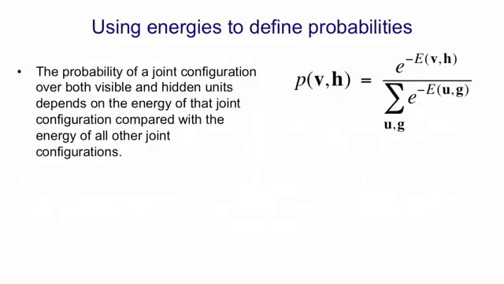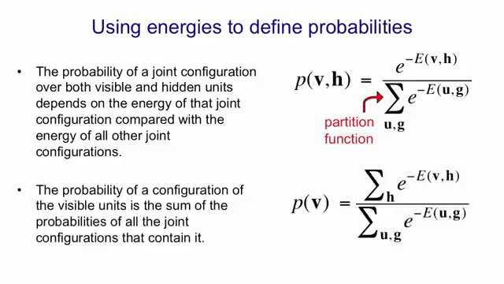So the way we use the energies to define probabilities is that the probability of a joint configuration over v and h is proportional to e to the minus E(v,h). To make that an equality, we need to normalize the right-hand side by all possible configurations over the visible and hidden units. And that's what the divisor there is. That's often called the partition function. That's what physicists call it. And notice that it has exponentially many terms. To get the probability of a configuration of the visible units alone, we have to sum over all possible configurations of the hidden units. So P of v is the sum over all possible h's of e to the minus the energy you get with that h, normalized by the partition function.